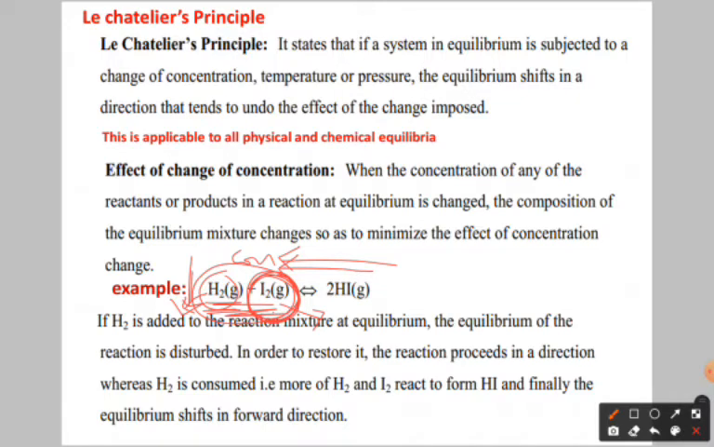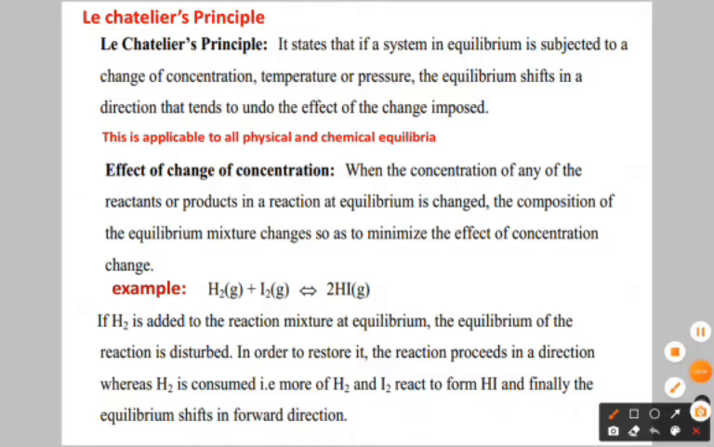Now in the next case, what are you going to do? Here you are going to remove the HI by adding some reagent. If you remove the HI, what happens? The product concentration decreases. To nullify this, the reaction goes in the forward direction. Don't worry, we will go through examples so that you can understand very well.